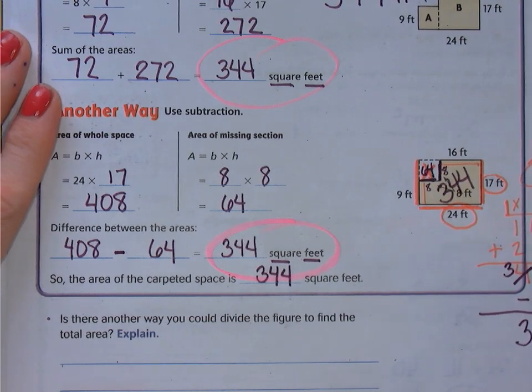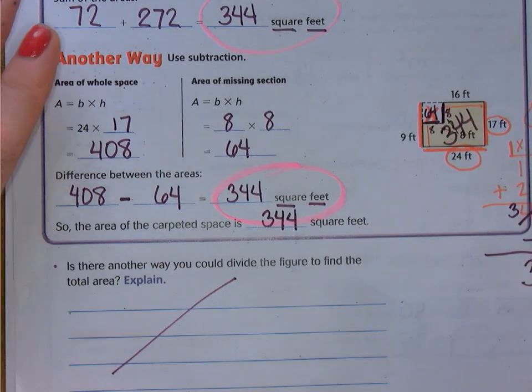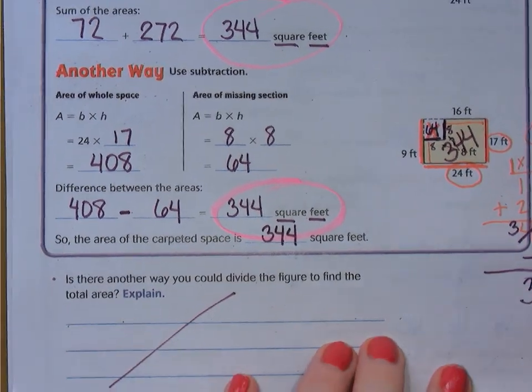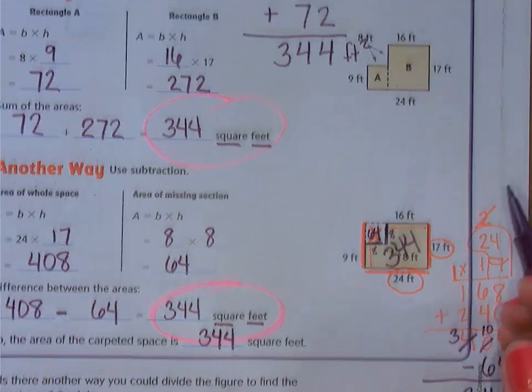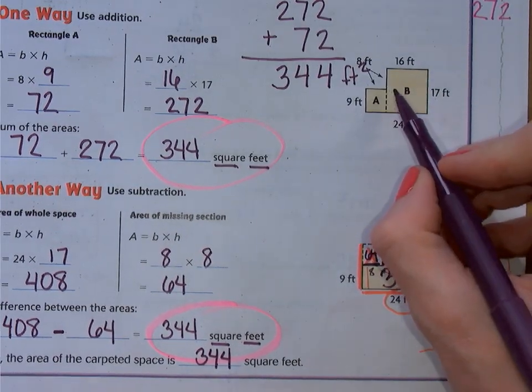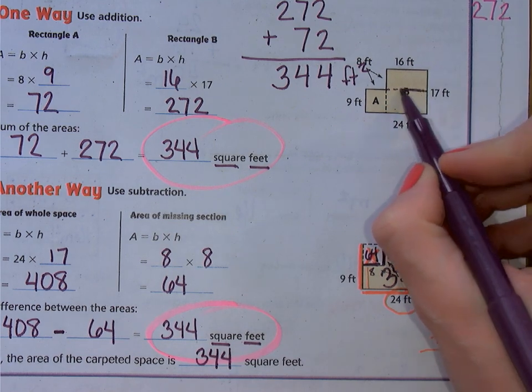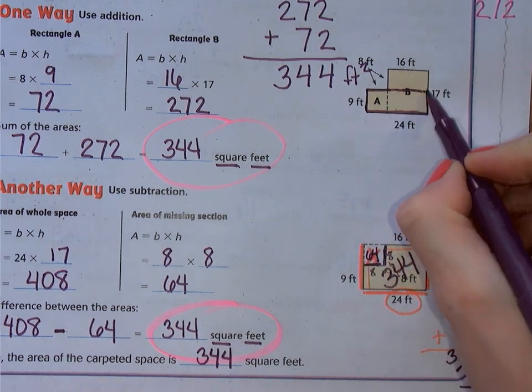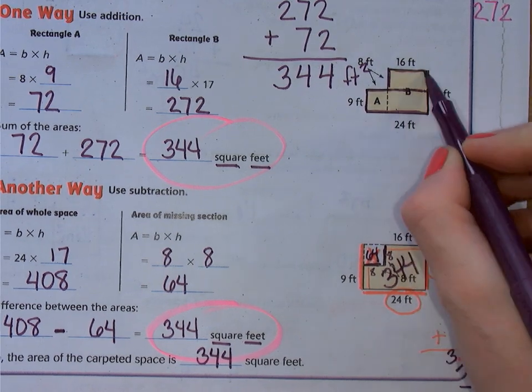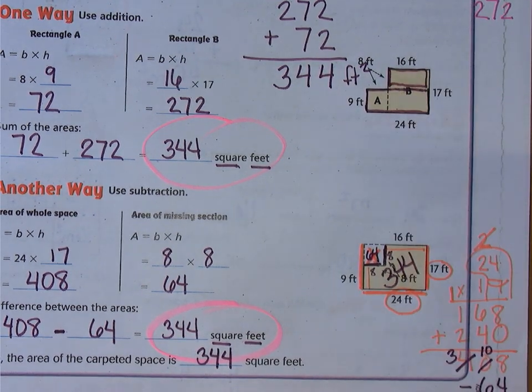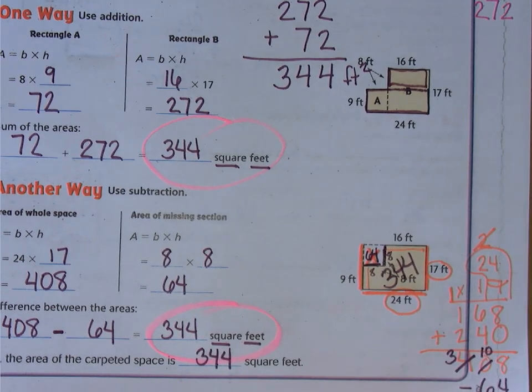Okay? All right, we're going to skip the "is there another way?" It's just trying to show you right here that if you wanted, you could have split the shape right here and done this long rectangle and then this one up here. There's always 2 ways to do it. Both ways should get you the same answer.